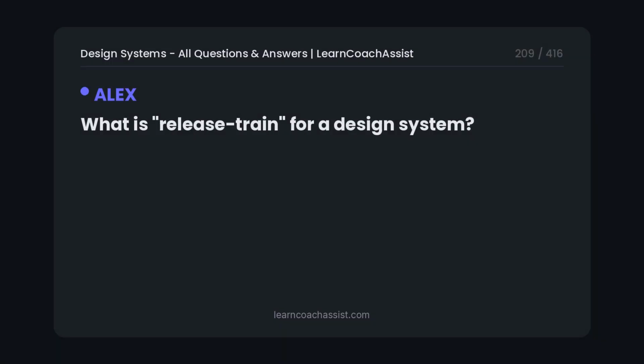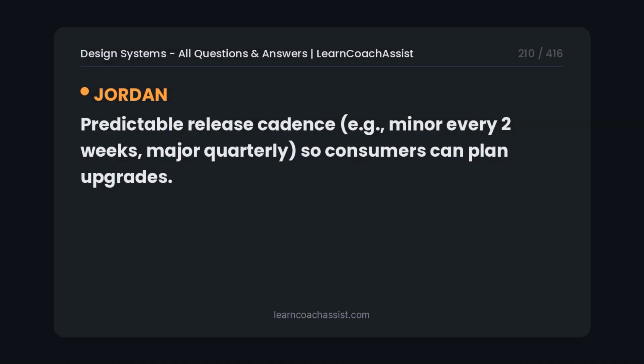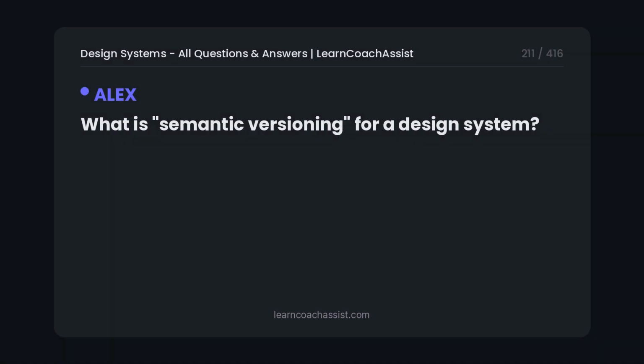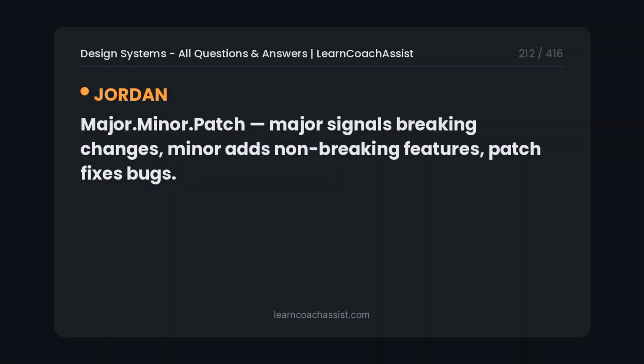What is release train for a design system? Predictable release cadence, e.g., minor every 2 weeks, major quarterly, so consumers can plan upgrades. What is semantic versioning for a design system? Major, minor, patch. Major signals breaking changes, minor adds non-breaking features, patch fixes bugs.